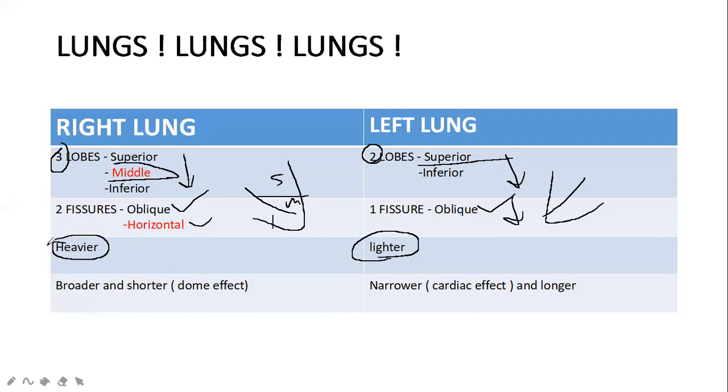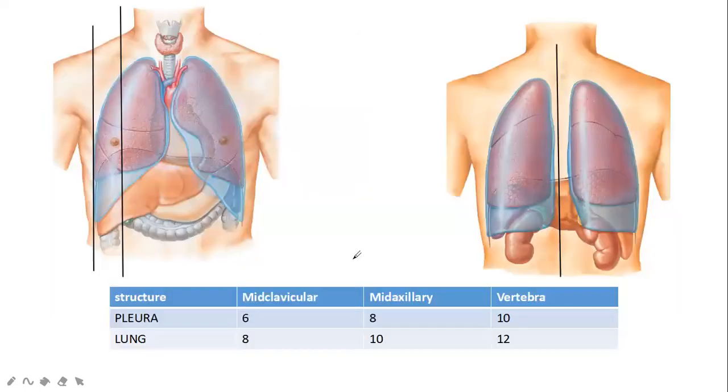Then we said the right lung yesterday is broader and shorter. We say it's shorter because the right dome of the diaphragm extends a little bit higher than the left dome. And then it's broader because the heart doesn't put a deeper impression on it. The left one is the opposite: narrower, and also longer. So that's about the difference in the lungs.